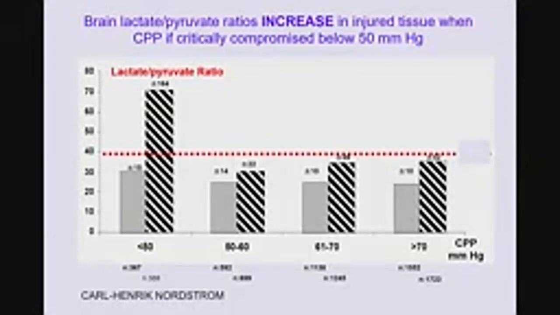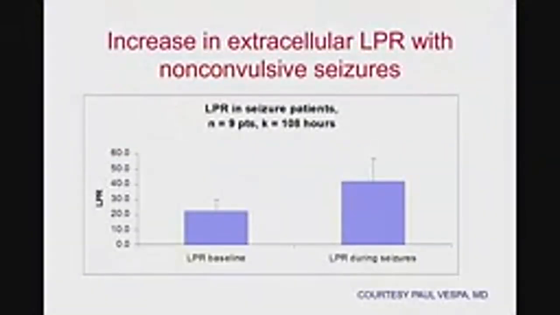The next experiment that looked at this was by Paul Vespa, a very well-known neurointensivist at UCLA. He had 9 patients and a lot of EEG. He said, okay, if this stuff works, the lactate pyruvate ratio ought to be higher in a 1-hour period when seizures occurred compared to those hours of monitoring in the same patients when there were no seizures. And as you can see here, that's exactly what he found as well. It only took 9 patients, but it's proof of concept about what this stuff can do.